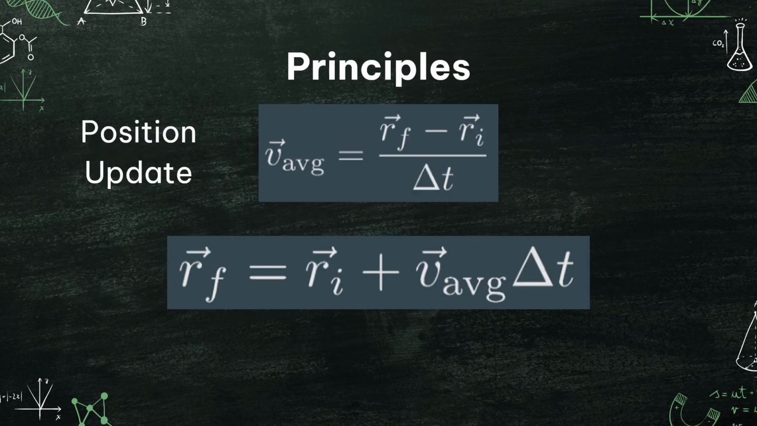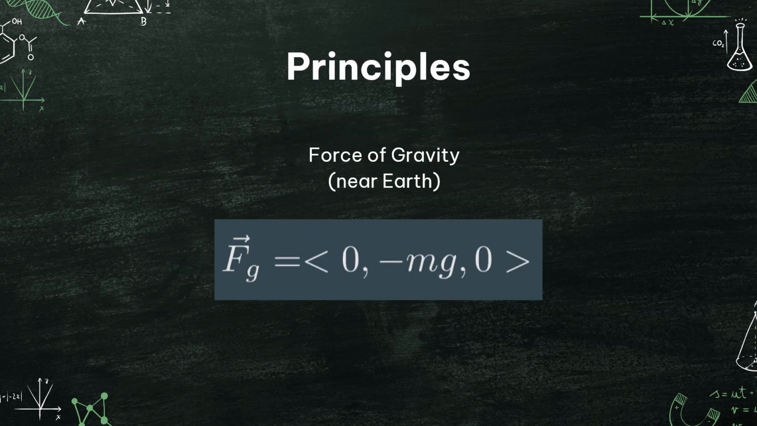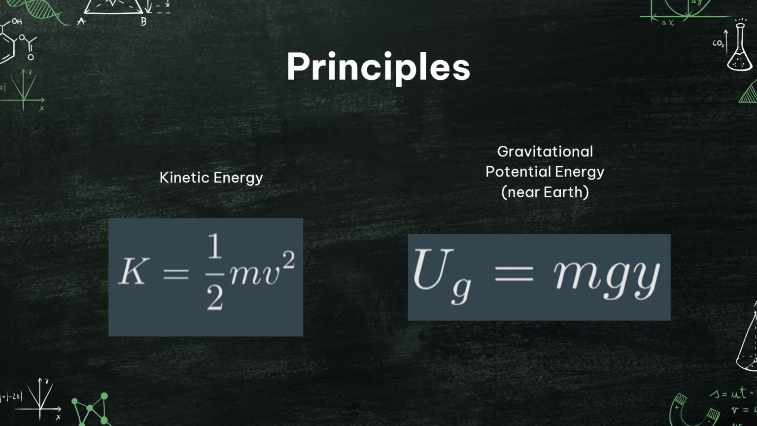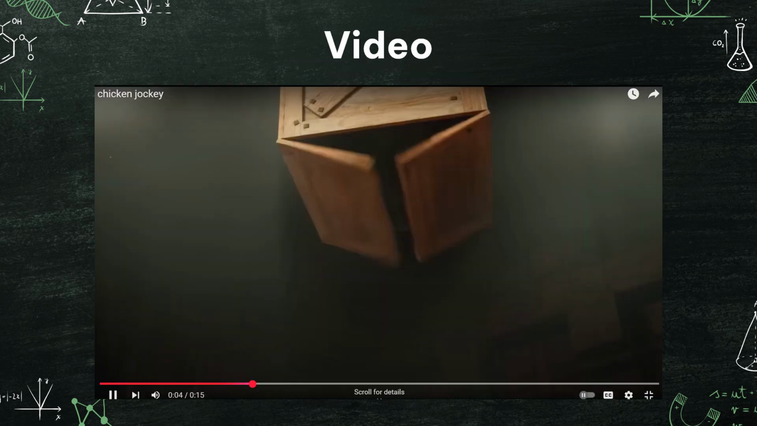This is the position update formula, and it is also a crucial physics principle for this lab. Here's the force of gravity near Earth, which is negative mg in the y-hat direction. The important energies used for this lab are the kinetic energy, seen on the left, and the gravitational potential energy, which is seen on the right.